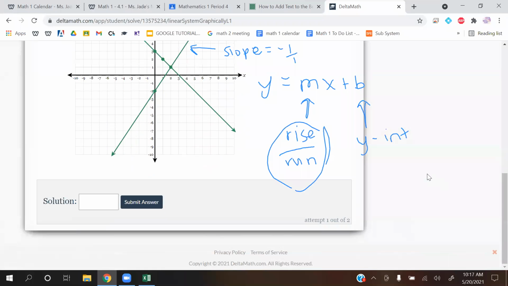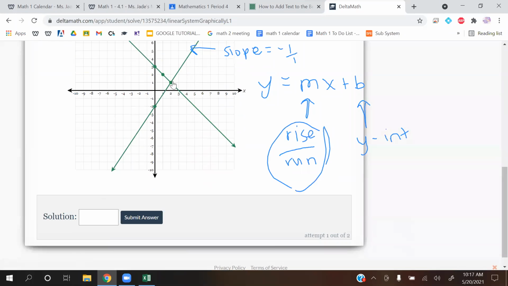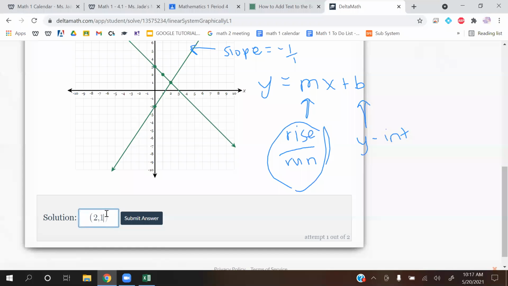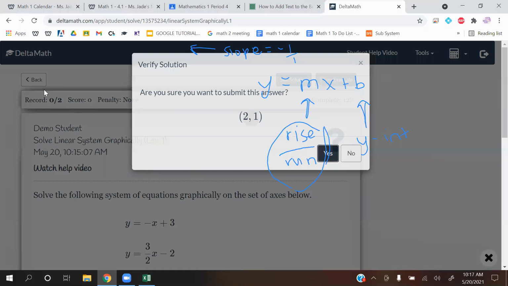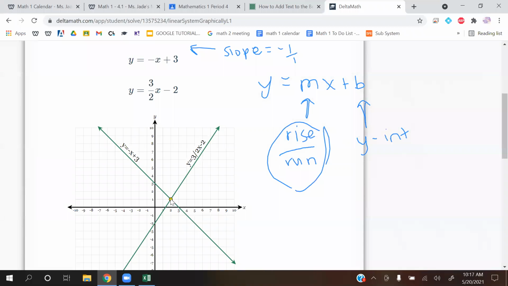Okay, so then we need to select the solution. So the solution is literally just the intersection point. So you want to read it from the x-axis first, and then you read it off of the y-axis. So this is 2, 1. Type it with parentheses, because that's how you type a coordinate point. You must type it with the parentheses. So the answer is (2, 1). And it's just the intersection point. It's where they meet.